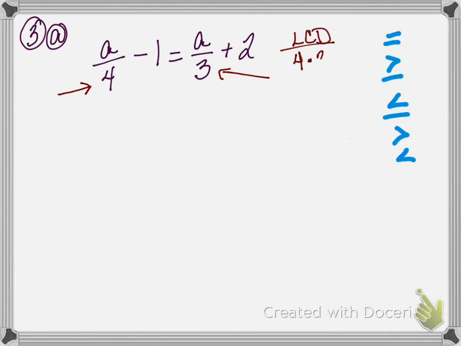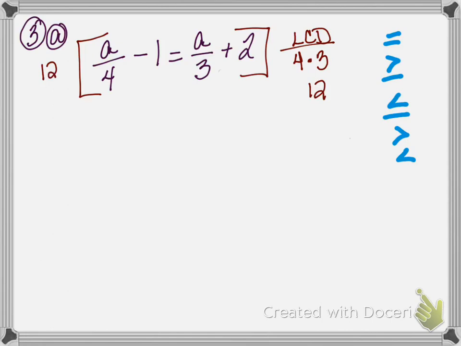I've got to have a 4 in it, and I've got to have a 3 in it. Now, you can leave it as 4 times 3, or you can use it as 12. It doesn't matter, okay? You're eventually going to have to multiply some. Because it's a number, I'm going to go ahead and use 12. So what I'm going to do is multiply everything by 12, okay?